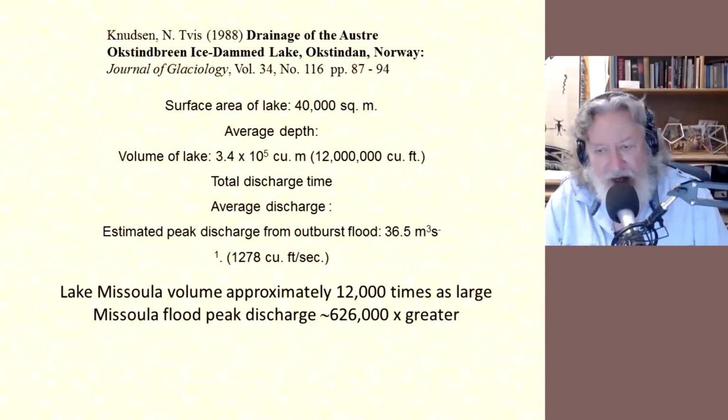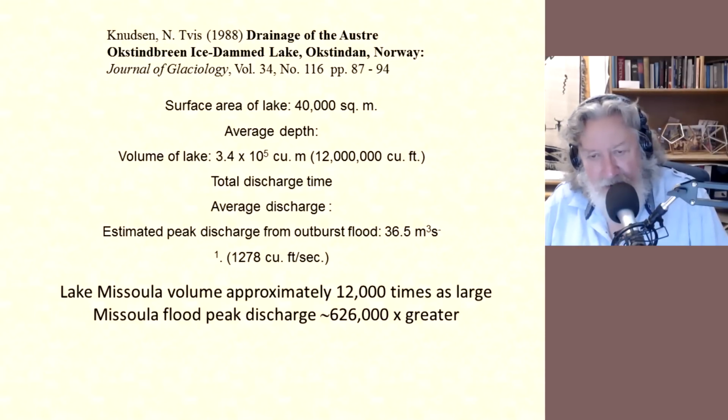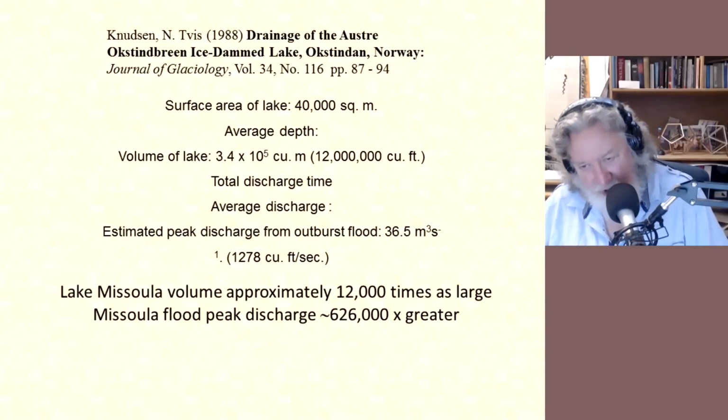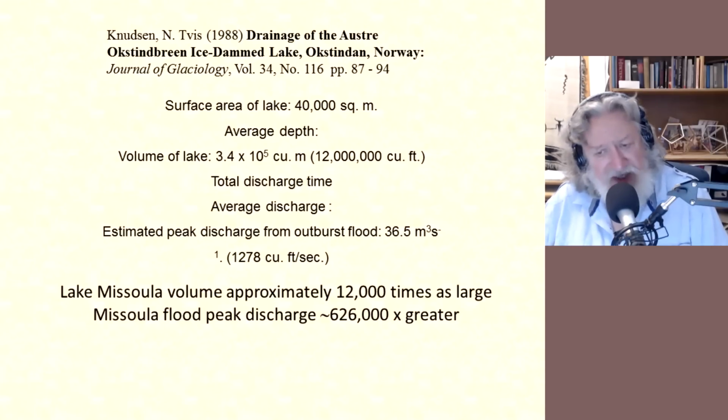Okay, here we go. The volume of Lake Missoula was 12,000 times bigger than this lake. And peak discharge, 1,278 cubic feet per second. So that means that the peak Missoula flood discharge was a mere 626,000 times greater. So, I mean, we could go on example after example after example.